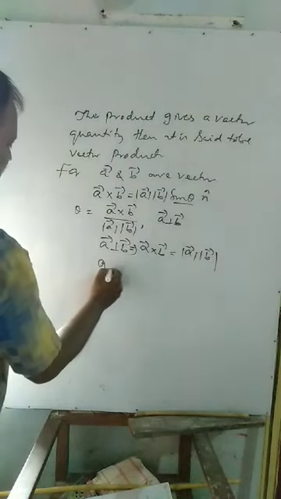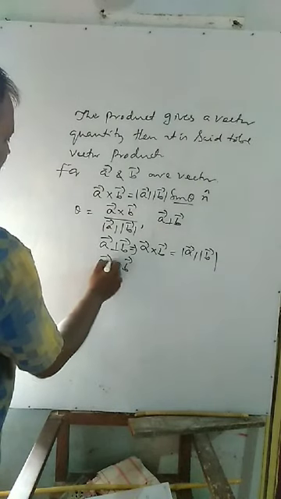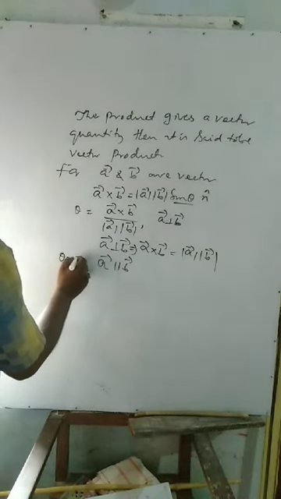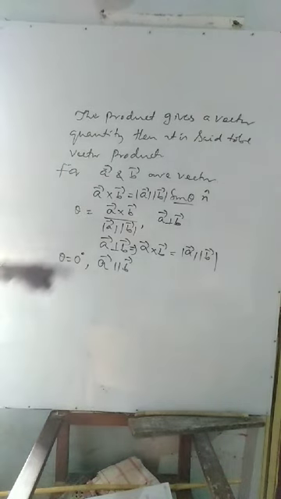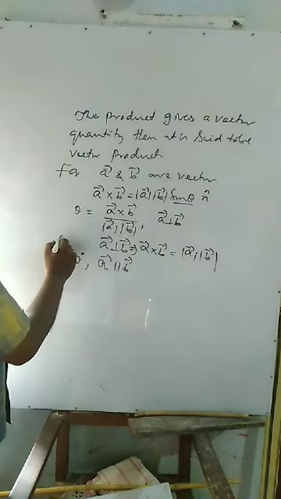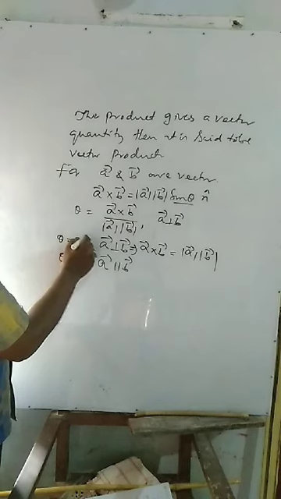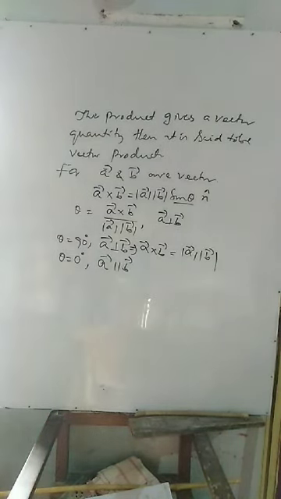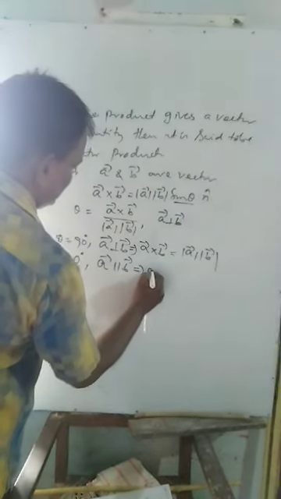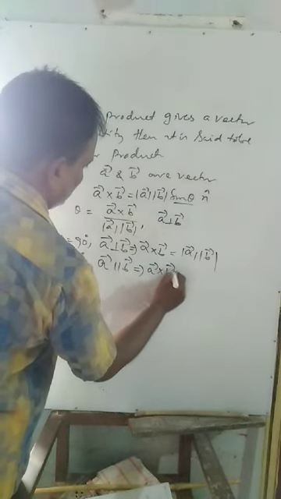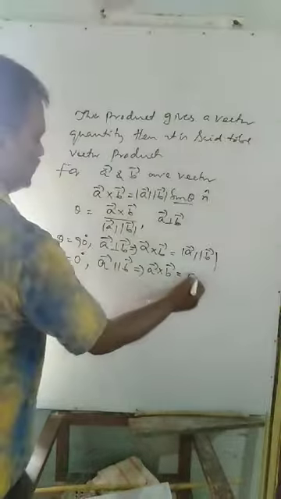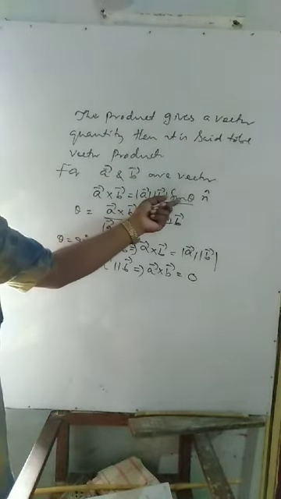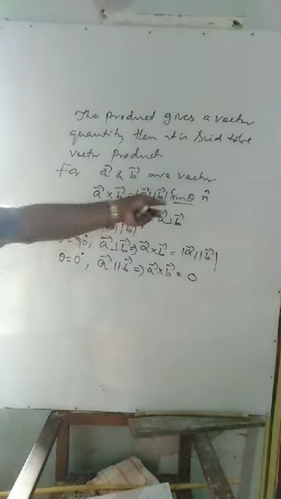Then A parallel to B means theta equals 0 degree. Here theta equals 90 degree, remember this one. When theta equals 0 degree, meaning parallel, what happens? A cross B equals 0. Why is it 0? Because sin 0 is 0, so the total is 0.